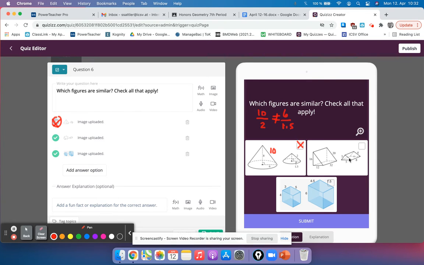For the triangular prism, we're missing some things too, and this one has been kind of flipped. So we're going to have to compare. Let's just assume this is a right angle. This is the one that would be the right angle there.